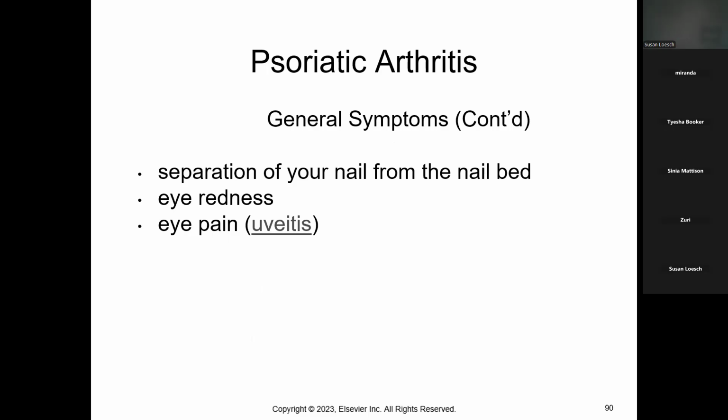So, a lot of times, what we'll see is separation of the nail from the nail bed. That's also known as avulsion. We talked about avulsion earlier. Eye redness, eye pain. That eye pain comes from uveitis. That's the uvea, which is kind of in the center of the eye. So that part of the eye is inflamed.